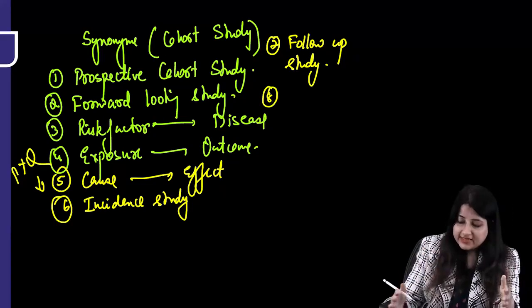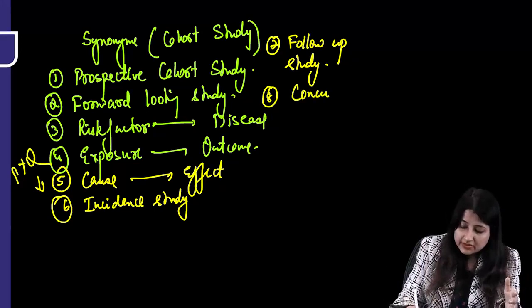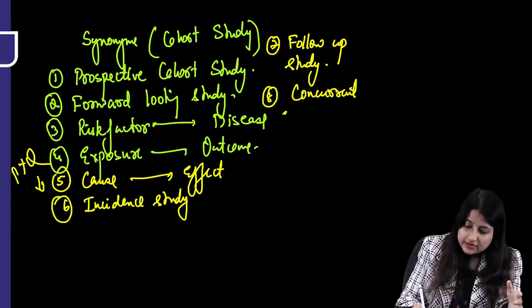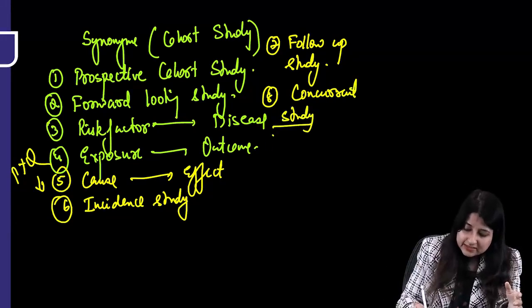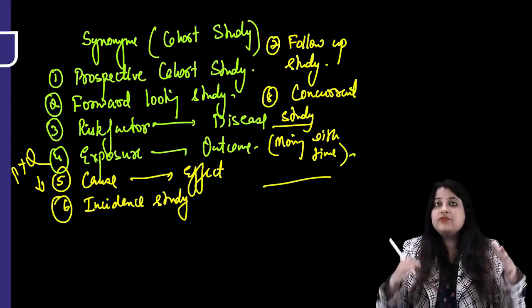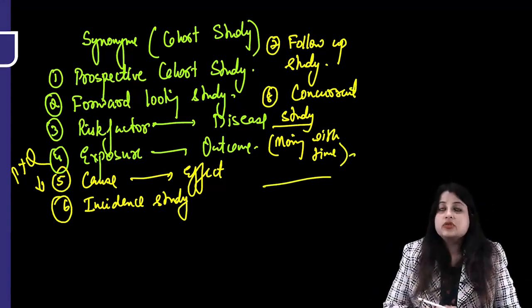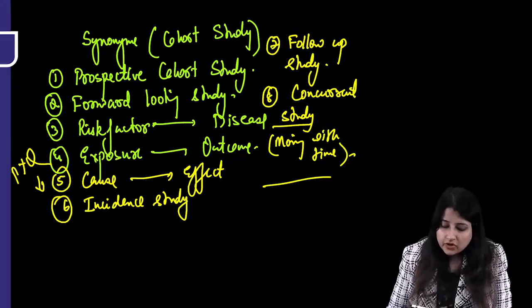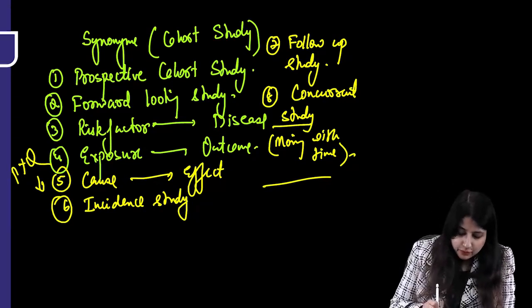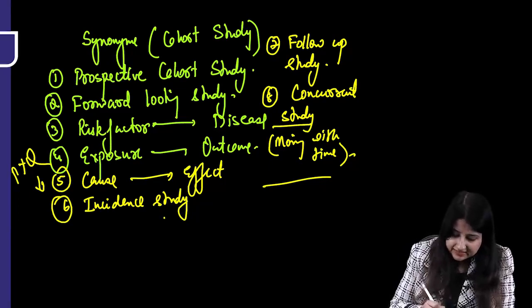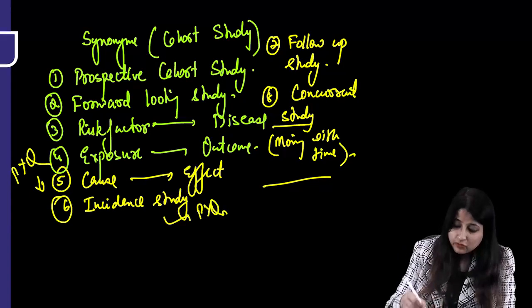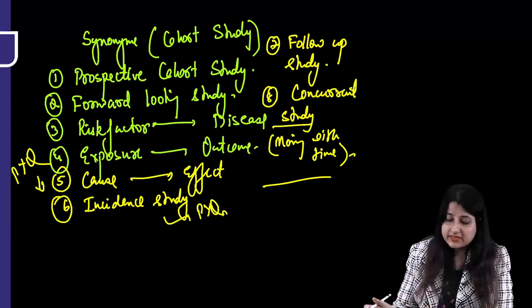Plus, you're moving with time. So, it is concurrent study. Concurrent study means what? You are moving with time. You're not going against time. Okay, you are moving forward with time. So, these are the various synonyms for a cohort study design which can come in your exam. Exposure outcome, a cause to effect has come. Incidence study is a PYQ. Follow-up study is a PYQ as well.